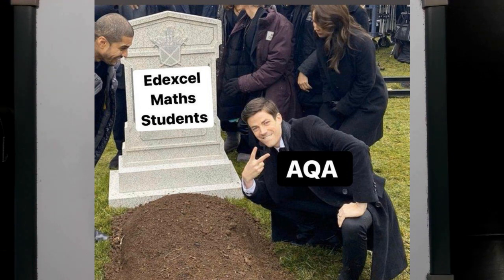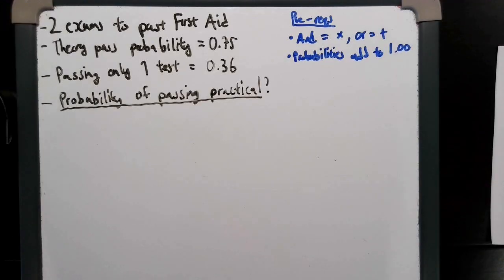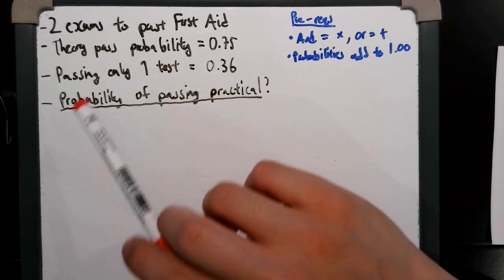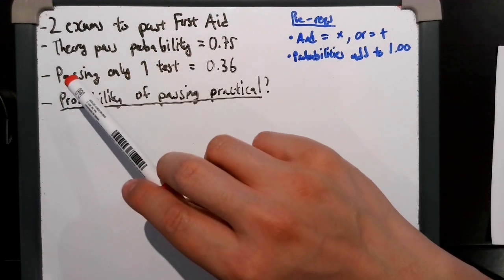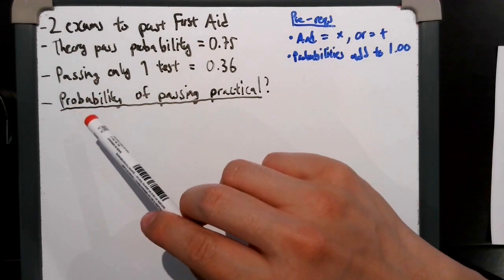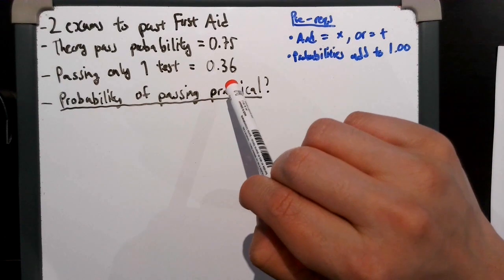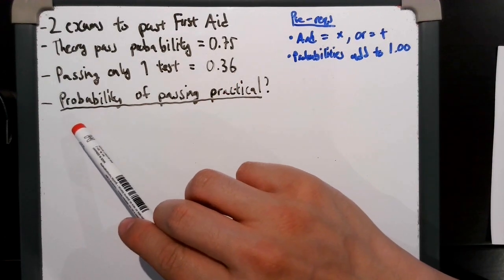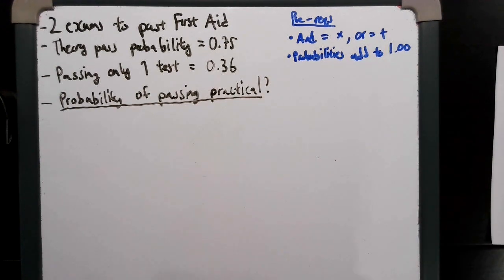With that said, we'll get to the questions that have been laid out to me by last week's commenters. Okay, so the first question is from Maximus Econ. This question's about the one where there's 2 exams to pass the first aid, and then they give you the theory pass probability, which is 0.75, and they give you the probability of passing only 1 test, which is 0.36. And you should have been asked for the probability of passing just a practical, so the other exam.